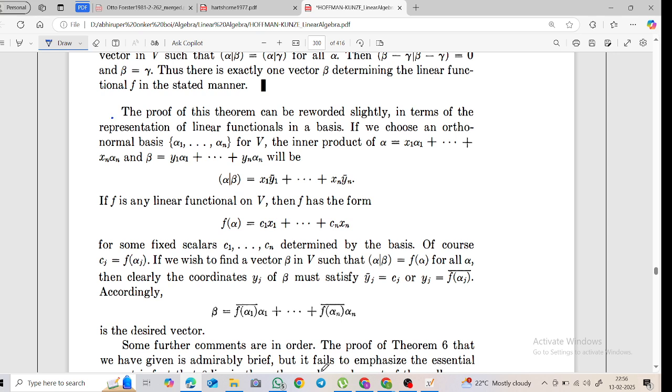Alpha inner product beta, where beta is y1 alpha 1 plus up to yn alpha n, would be this. If f is any linear functional on V, then f has the form c1 x1 plus up to cn xn for some fixed scalars c1 to cn determined by the basis. Of course, cj is f of alpha j, if we wish to find out.